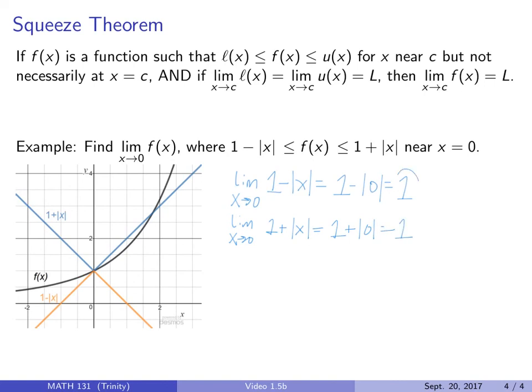So since I got the same value here for the limit as x approaches 0 of the lower function and the upper function, then by the squeeze theorem, I can state that the limit as x approaches 0 of f of x also equals 1. So this ends the different rules and theorems that we have to calculate limits using algebraic methods.